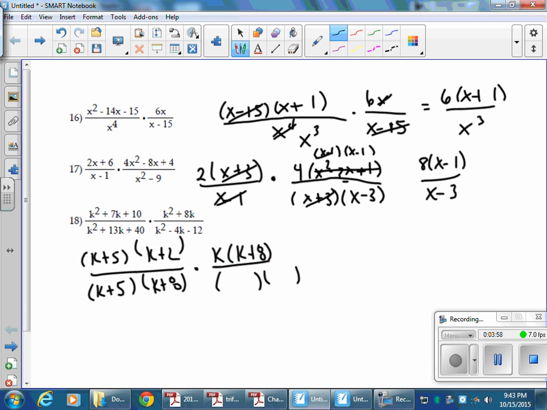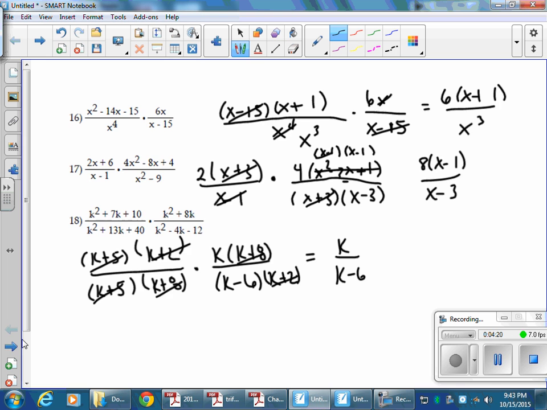And then I need two numbers that multiply to give me negative 12 and add up to negative 4, which would be negative 6 and positive 2. Alright, so the k plus 2's cancel, the k plus 8's cancel, k plus 5's cancel, and that's it. So my answer to this one is k on the top in the numerator, and then k minus 6 in the denominator.